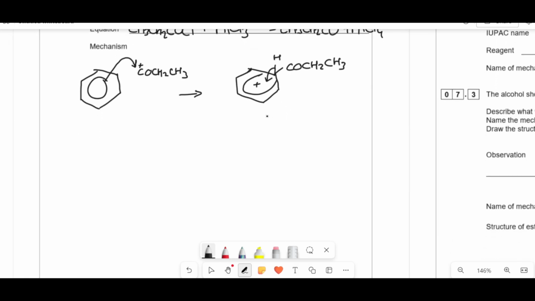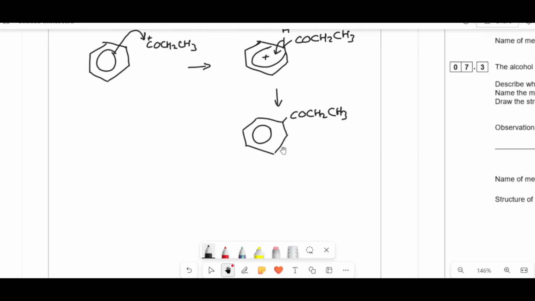As a result, you've got your happy little benzene chilling again, with enough electrons in there to be happy, and it's got its COCH2CH3 like this. As well as that, you've also got an H plus. That H plus will then react with the AlCl4 minus, and it will regenerate AlCl3, hence a catalyst, and it will also make HCl as a byproduct.